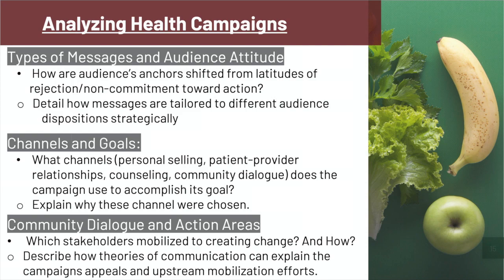And toward that end, you'll be asking yourself, how are different messages used to move the audience along an attitude continuum? Think back to social judgment theory, and you might recall how we talked about anchors and the way that we might move individuals from a latitude of rejection toward a latitude of consideration, or a latitude of non-commitment into a latitude of acceptance, and hopefully a latitude of action and change. Toward this end, you'll be detailing how messages are tailored to different audience dispositions, those supportive, those neutral, and those hostile audiences, strategically.